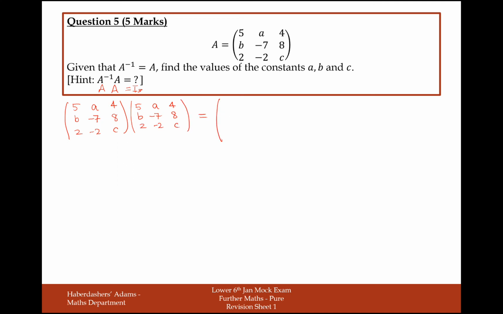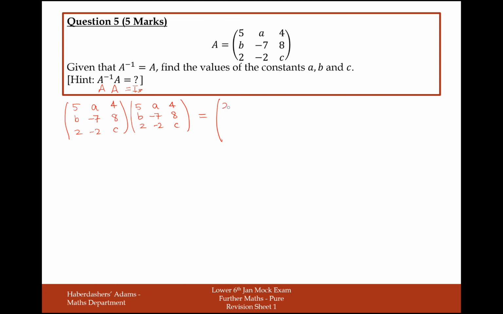Okay, so let's get started. The way we multiply matrices is we work with the rows on the first matrix and multiply them by the columns on the second matrix. So in this case, I'm going to be working along through 5, a, 4 for the top row, and 5, b, 2 for the left-hand column, and I'll get the top left-hand cell as my answer. So let's have a go.